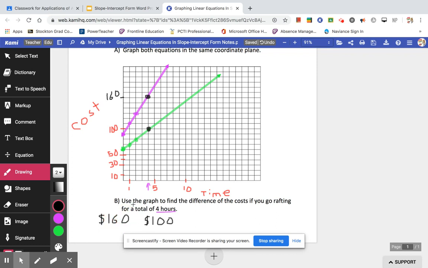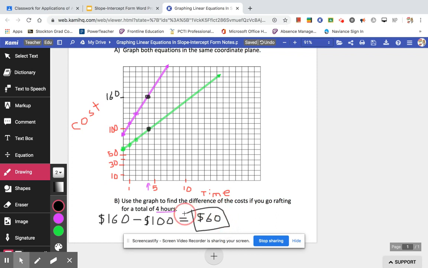So to find the difference is subtraction. So all you do is take these two values and find the difference between them by subtracting. So we'll get $60. Or what you could have done is count the boxes between them. So if I count between them, it's 10, 20, 30, 40, 50, 60. So we get that answer regardless.